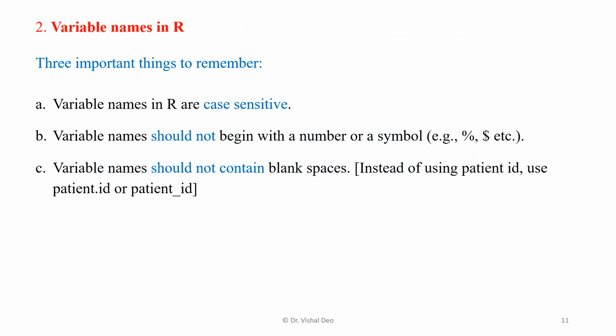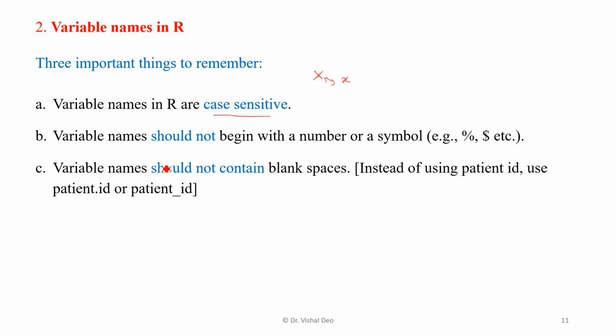Now the first thing, how to define variable names in R, or basically what not to do while defining variable names in R. There are three important things which you have to remember, which is very similar to the name rules for other languages as well. First of all, variable names in R are case sensitive. That means if I define a variable with name capital X, or a variable with name small x, both will be treated as different variables in R because variable names are case sensitive.